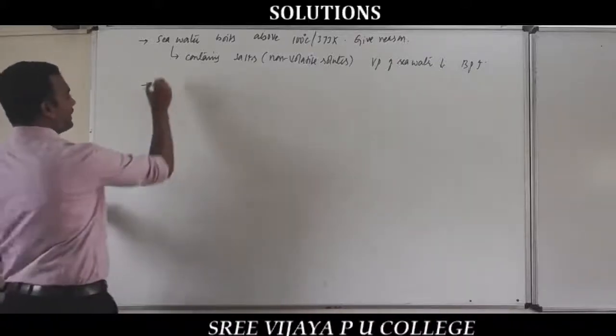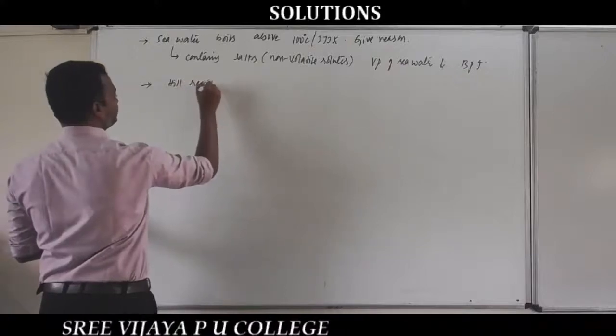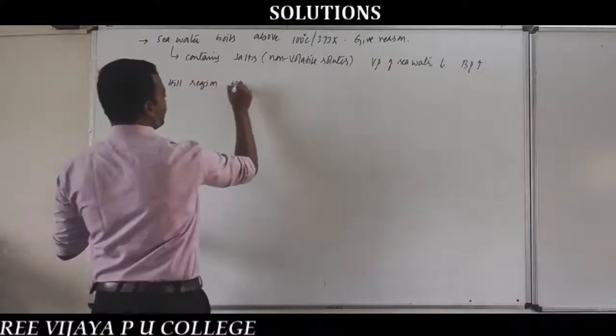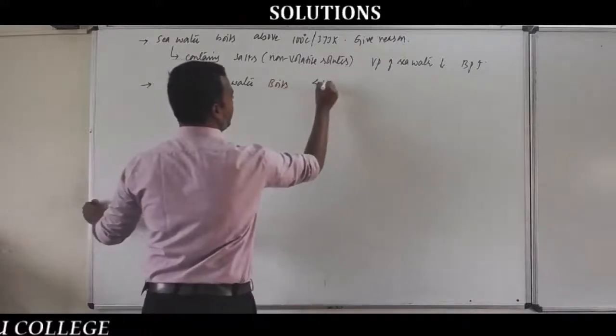Second one is at hill region. In the hill region, water boils below 100 degrees Celsius.